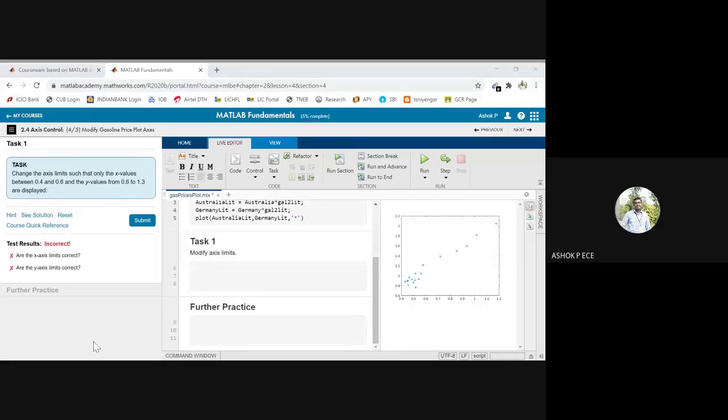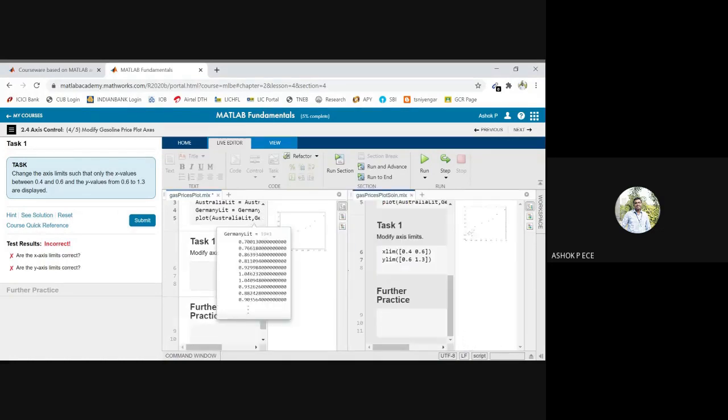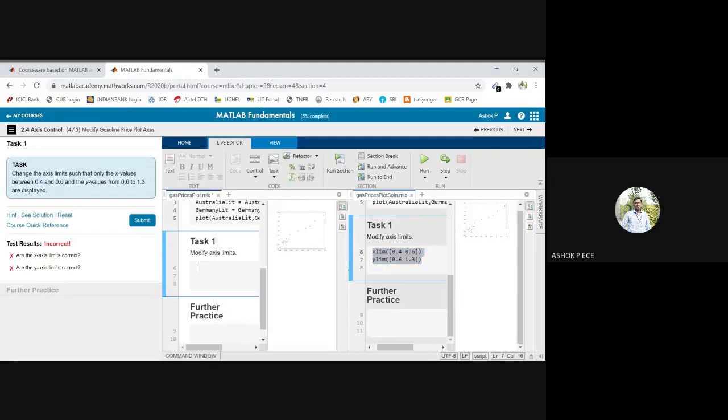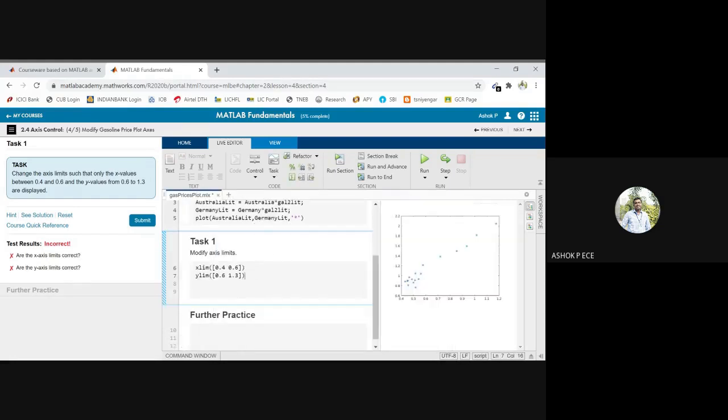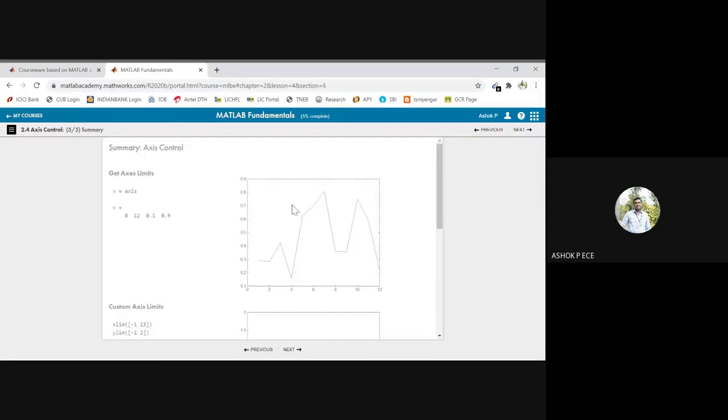Maybe I think if we do this only, we'll go to the next session. You can even see the solution by clicking on here. I am just copying it here just to do it faster. MATLAB provides you the solution also, so that you can cross-check whether the answer you have done is correct.